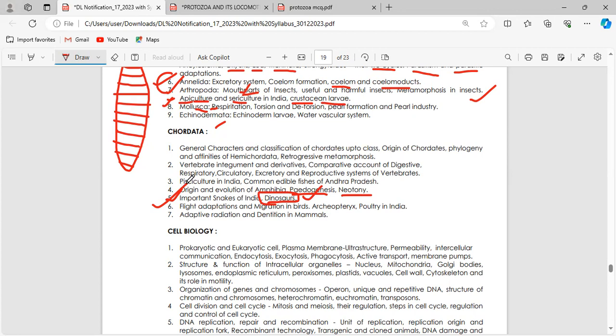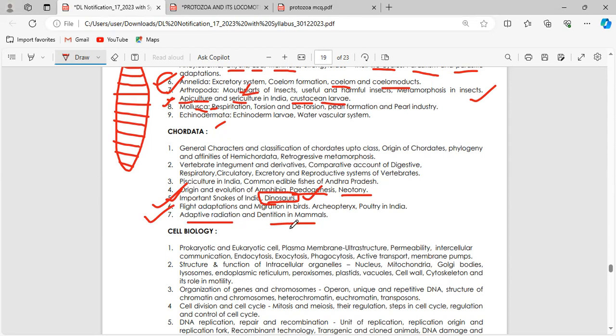explain Archaeopteryx. Poultry in India: what is poultry? If we hear the name poultry, we think only of chicks. Poultry does not deal only with the culturing of chicks, but also different types of birds that are collectively called poultry. We are going to discuss what birds they cultivate or culture in poultry, that too in India. Okay, next, adaptive radiation and dentition in mammals.